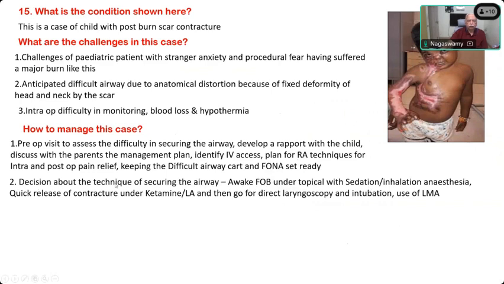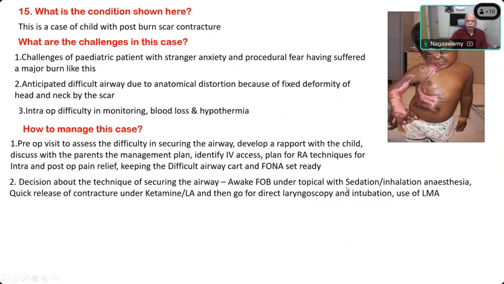Second, decide on the technique of securing the airway, whether to go for awake fiber optic under topical sedation or inhalation anesthesia, or quick release of the contracture under ketamine and local anesthesia, and then go for direct laryngoscopy and ventilation or use of an LMA. These are the two options.